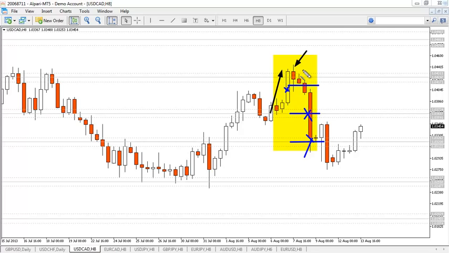So again, this is just a very simple concept. What we're looking at is buyers taking control of the market at first, with these first two candles here. Then we're looking at indecision forming, indecision telling us that sellers are trying to take control of the market. Then we're getting in at the start of that new trend. We're getting in at the start of that reversal trend.